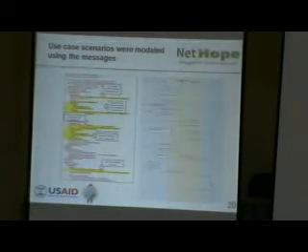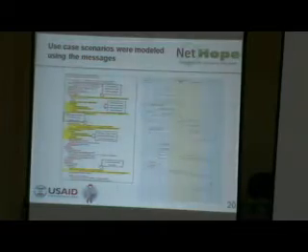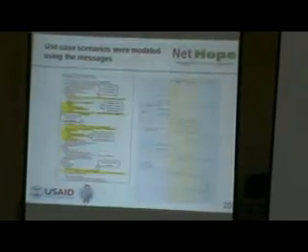The use case scenarios were modeled using the messages. So basically, they did do some prototyping. They said, all right, well, if this architecture is such a great idea, let's see if it's still a great idea after we've tried to put it together. And of course, some things seem like a great idea until you do the prototype. So there were some useful insights that came out of that.